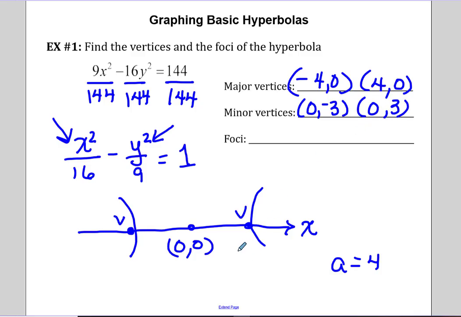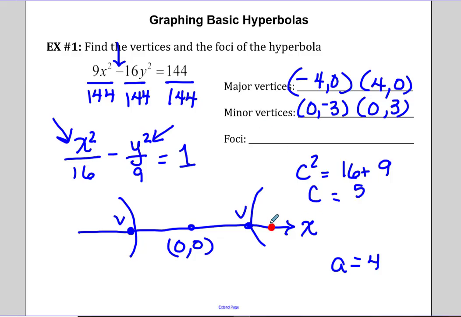And then similar to the ellipses, since our formula had subtract in it, then we're going to add the a values, the a squared and the b squared, to get the c squared. So a squared and b squared gives us c squared, which is 16, 25, and c would be 5. So our c value would be 5 units away from the origin.